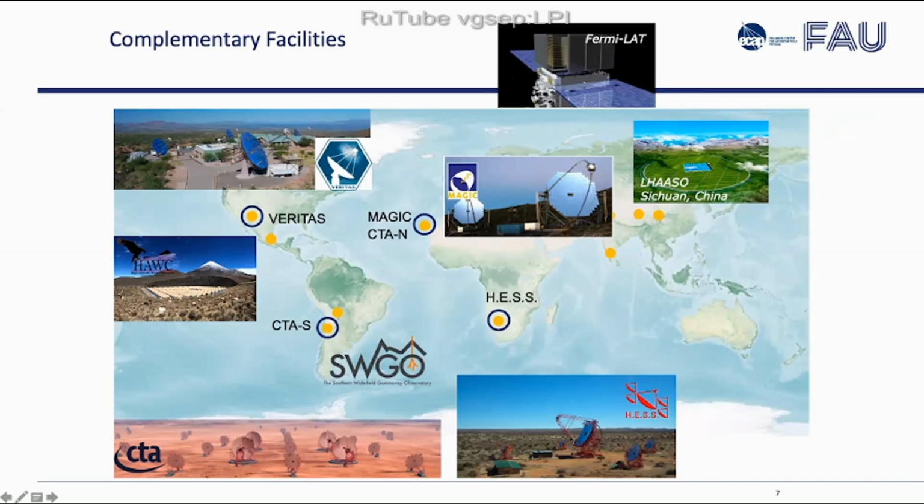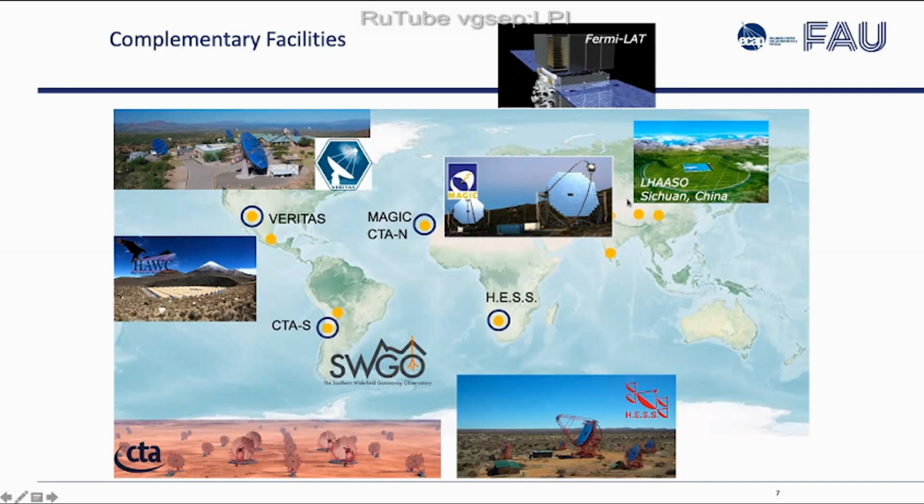So we have HESS in Namibia, which is comprised of 5 telescopes of 2 different sizes. We have MAGIC, which is 2 telescopes on the island of La Palma in Spain, and VERITAS, which is 4 telescopes in Arizona in the US. And 2 sites are already chosen for the forthcoming Cherenkov Telescope Array, and there is activity starting on both of those sites with respect to the infrastructure for CTA. These are CTA North, which will also be located on La Palma, and CTA South, which will be located near Paranal in Chile.